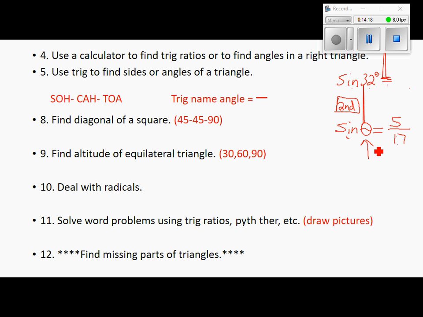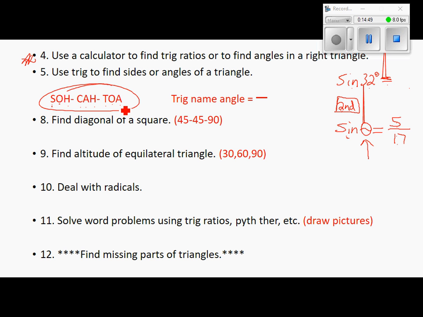Number 5, use the trig stuff to find missing sides or angles of triangles. Remember, that's SOHCAHTOA. We have to be able to use SOHCAHTOA. Remember the SO part: sine means opposite over hypotenuse. C stands for cosine, adjacent over hypotenuse. T stands for tangent, which is opposite over adjacent. Be able to use those.